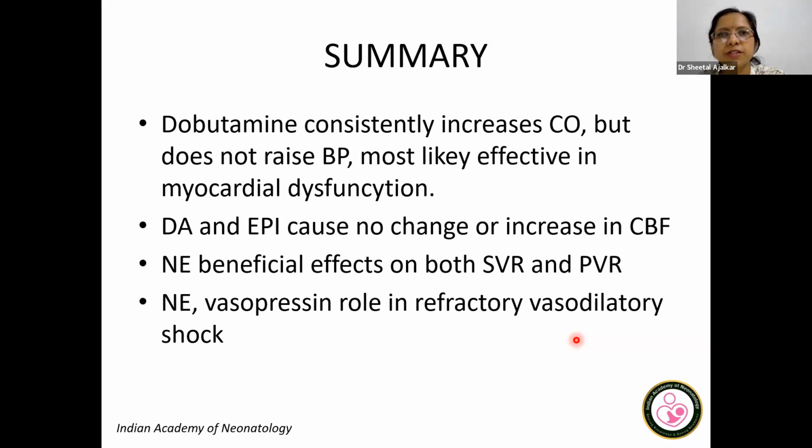We want to be sure that the cerebral perfusion is maintained. So dopamine and epinephrine both can improve the cerebral oxygenation. And then norepinephrine has both beneficial effects on the SVR and the peripheral pulmonary vascular resistance. So it has an effect in vasodilatory shock as well as in pulmonary hypertension.